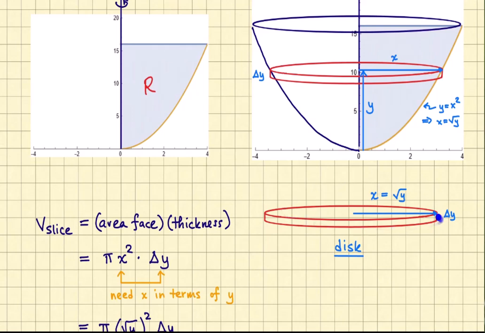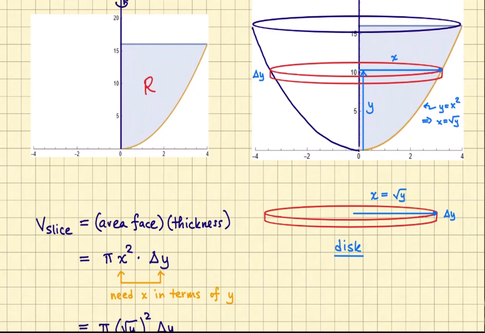Here I'll just pull off my representative disk. We'll say that the volume of the slice is the area of the face times the thickness. But the area of the face is just a circle. This is why we have nice consistency when we're doing solids of revolution. When we get disks, we know that the area of the face is just the area of the circle, so it's very straightforward geometry. We get pi times the radius squared. We said the radius of the disk was x, and then the thickness is delta y.